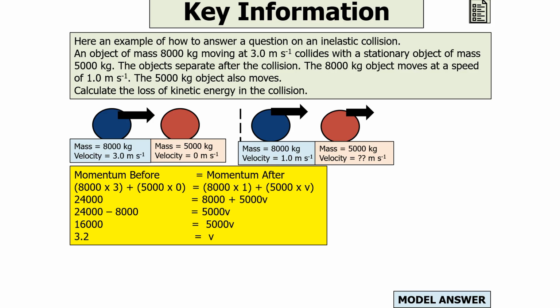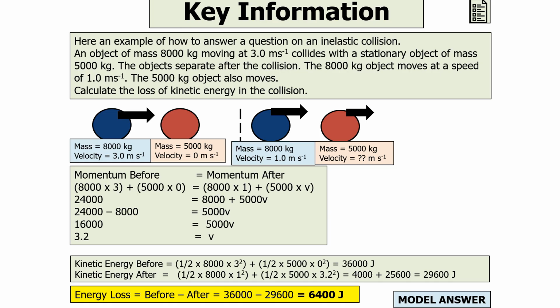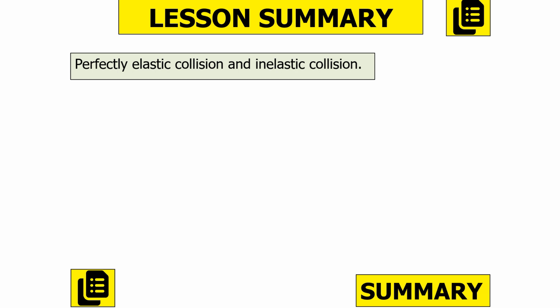We can then use the kinetic energy equation of a half mv squared to work out the kinetic energy before, which is a half times 8,000 times 3 squared, plus a half times 5,000 times 0 squared, which is 36,000 joules, and then work out the kinetic energy afterwards: a half times 8,000 times 1 squared, plus a half times 5,000 times 3.2 squared, which is 29,600 joules. We can then compare the two values, and our energy loss is equal to 36,000 minus 29,600, so it's 6,400 joules.